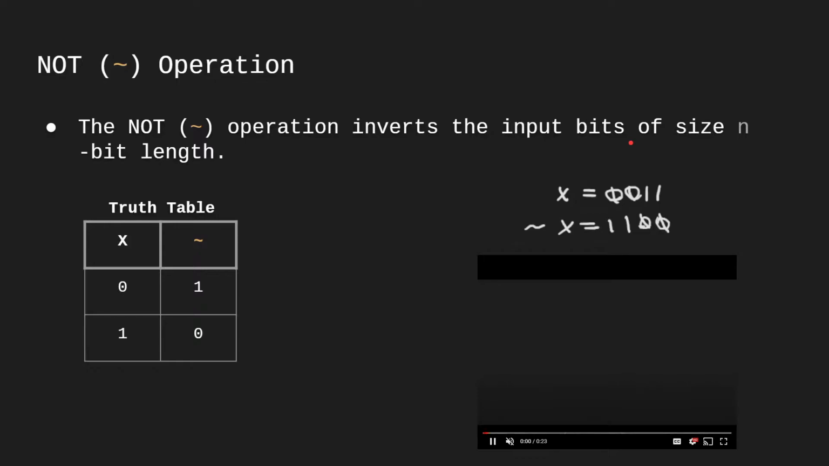The last one is the NOT operation. This NOT operation is pretty simple. All it really does is invert the bits. So if you have a 0, your output will be a 1. If you have a 1, your output will be a 0. You can see in this video that is what we're trying to do. We have a binary value of 0, 0, 1, 1, and we should get an output of 1, 1, 0, 0.